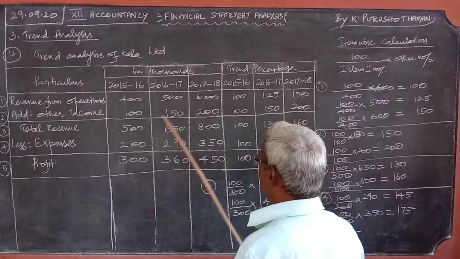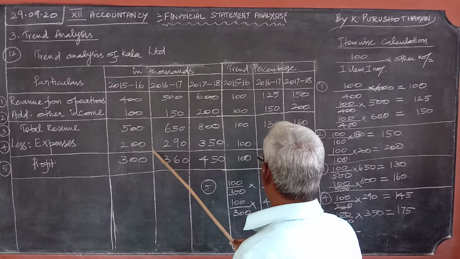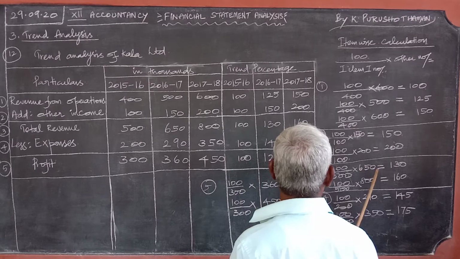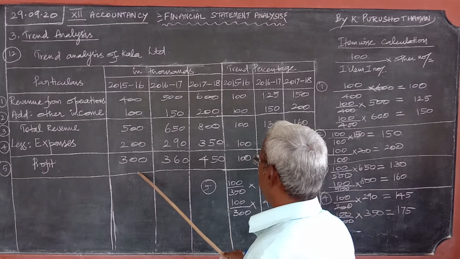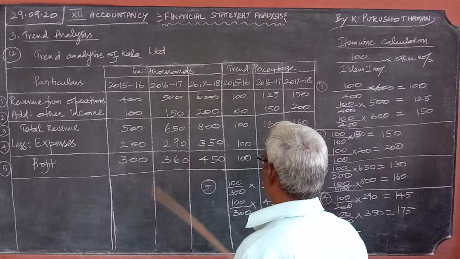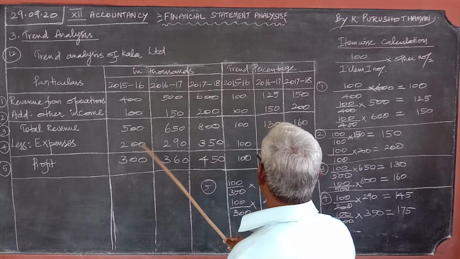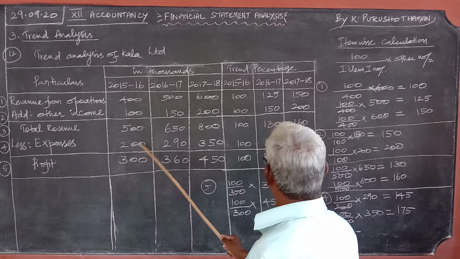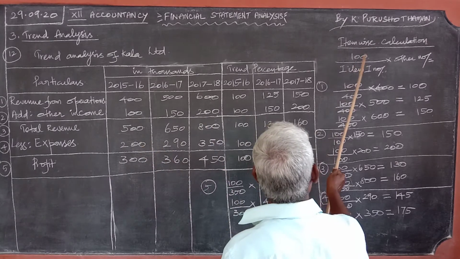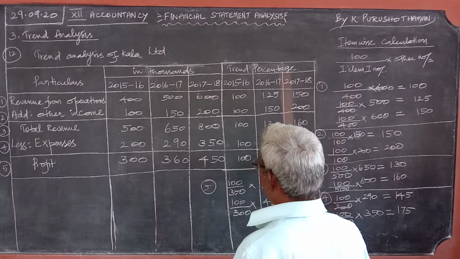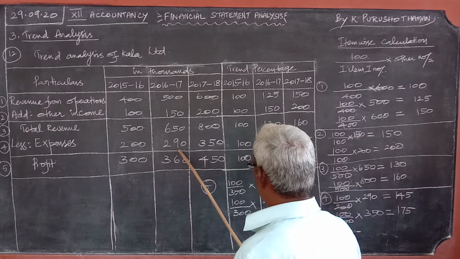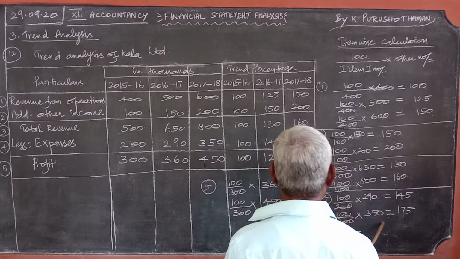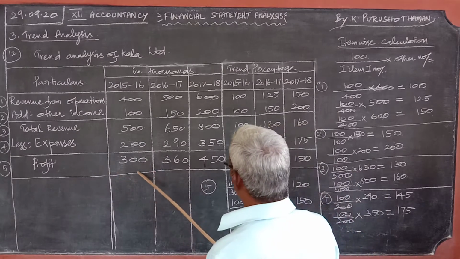Then the third item formula: 100 by 500 into 650, 100 by 500 into 800. Then for profit or expenses, 100 by 200. This is the first item, first number. So first number, 100 by first number into other numbers, into 290. 100 by 200 into 350. The same thing for profit also.